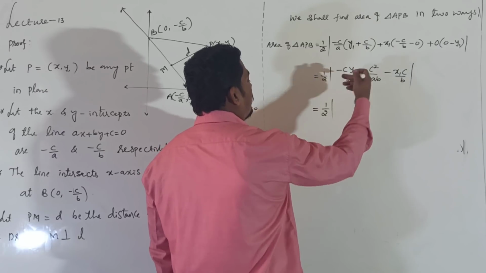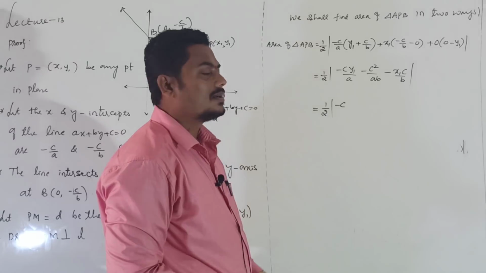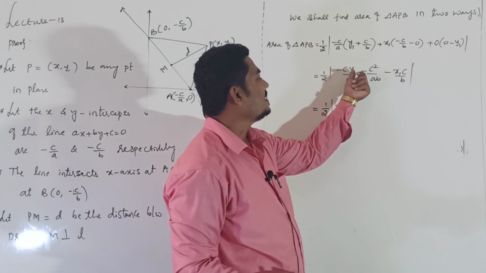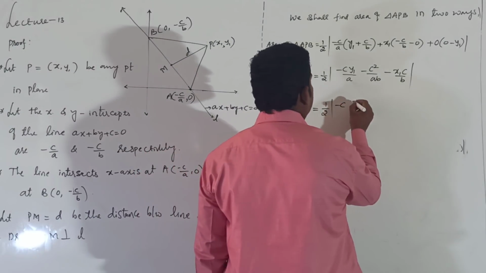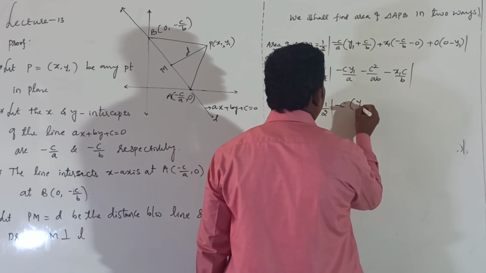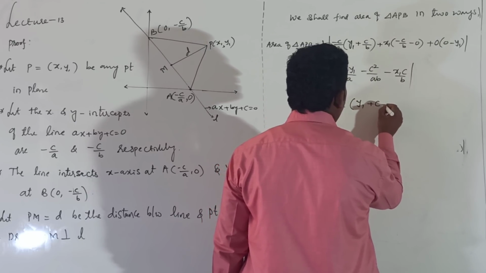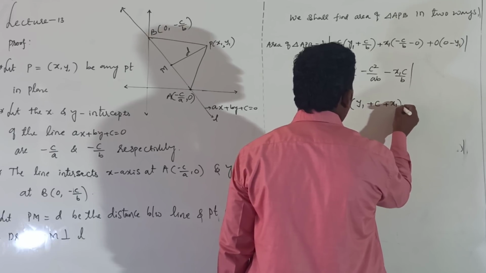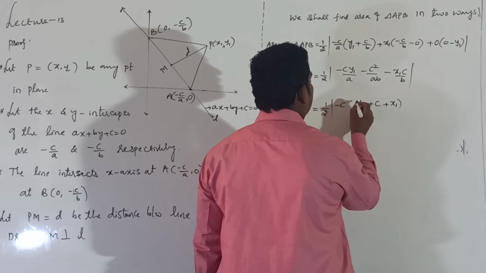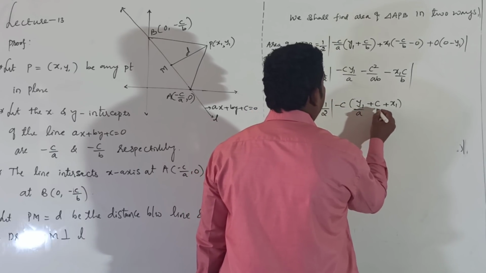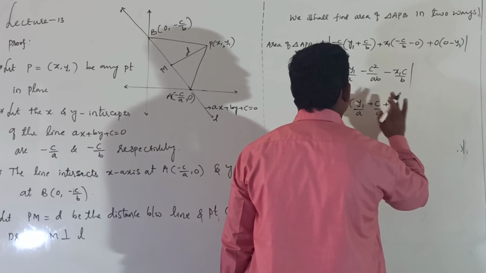In the numerator, what is common? Minus c is common. Just look at minus c, here also minus c, and minus c common. Then you get y1 plus c plus x1 whole thing, sorry, not whole thing, divided by a, here divided by ab, here divided by b, right?